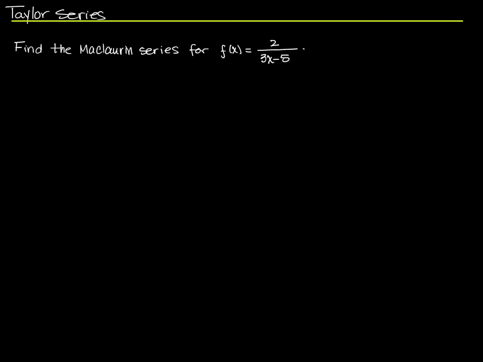Okay, here's one more example. Find the Maclaurin series for the function f of x equals 2 over the quantity 3x minus 5. Well, the first thing to point out here is that the Maclaurin series is just a fancy name for a Taylor series that has a base of 0. So this is just the Taylor series where b equals 0. We can start by finding the Taylor polynomial for the function where b equals 0.